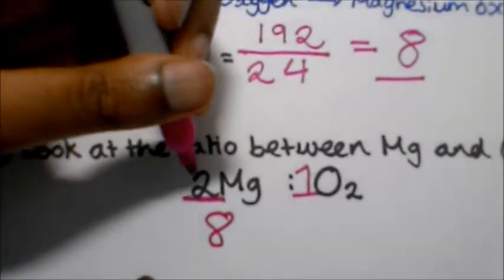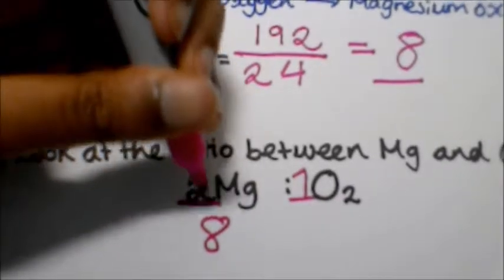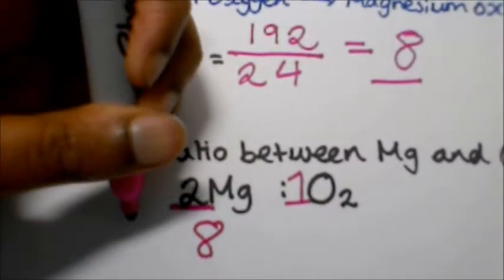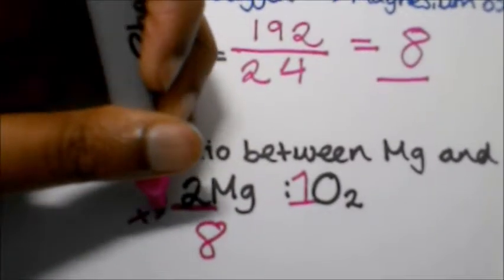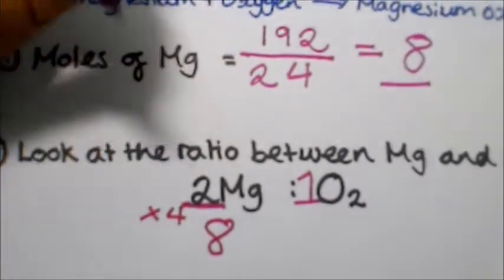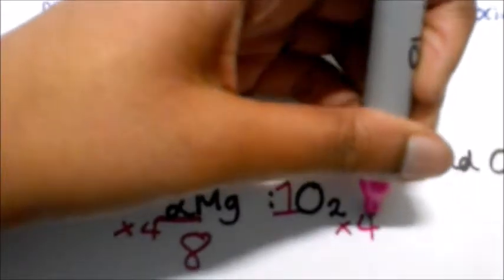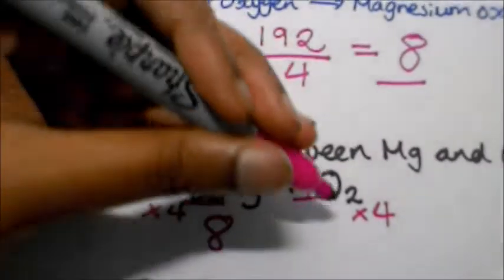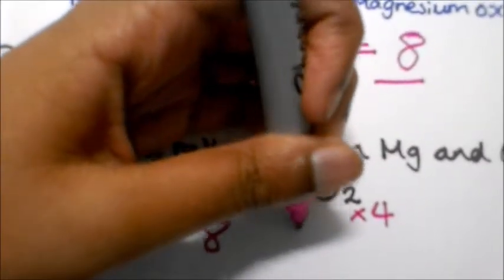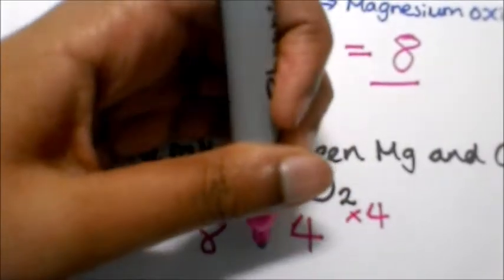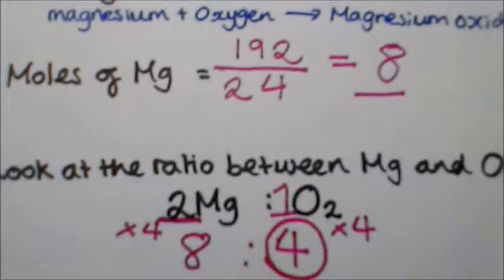To get from 2 to 8, you times by 4. So you just times by 4 the other side. 1 times 4, and you should get 4. So there are 4 moles of oxygen.